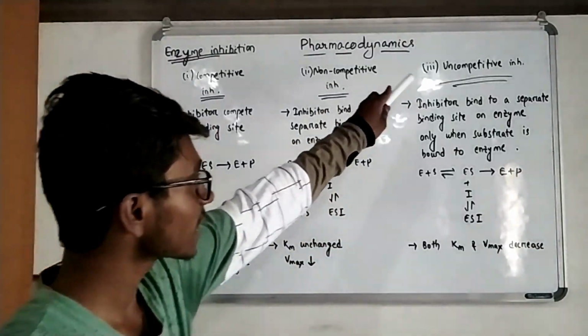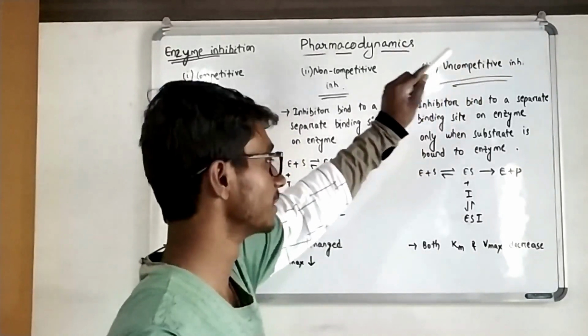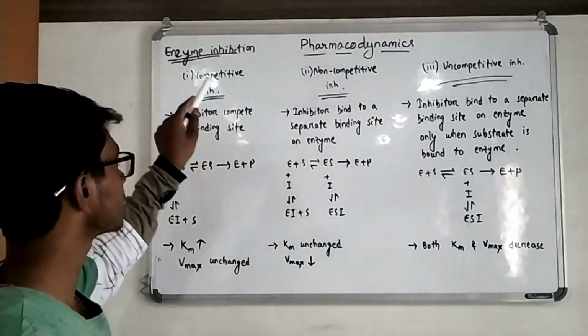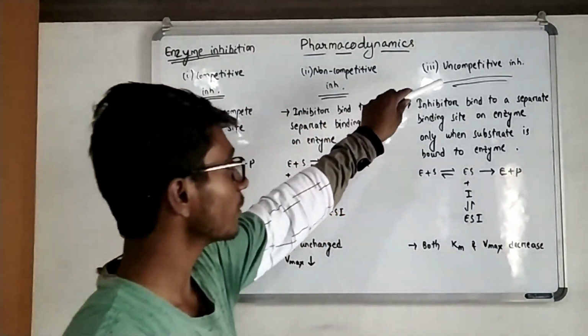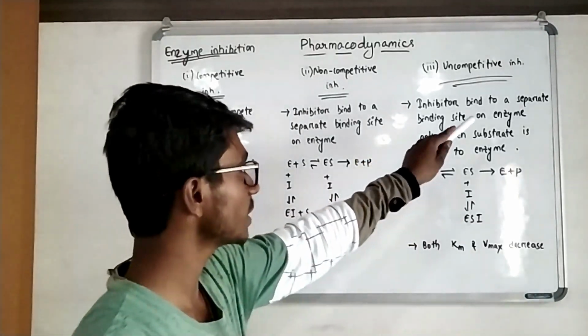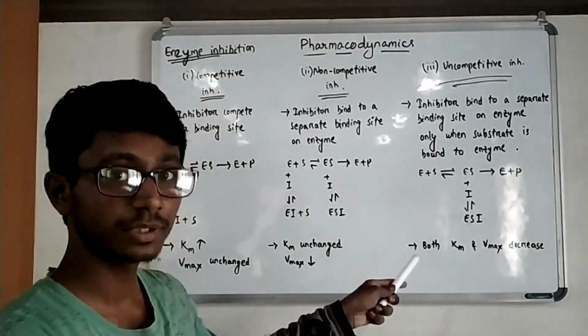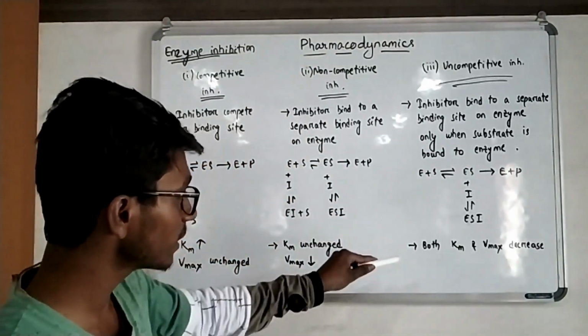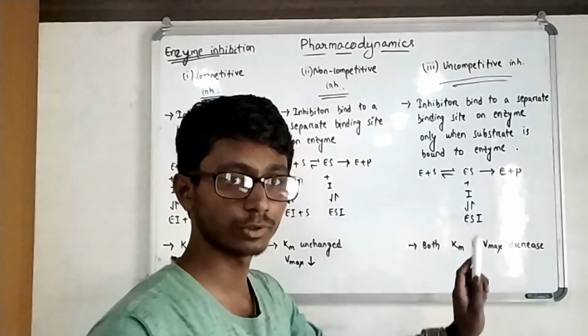So the last type of inhibition is uncompetitive inhibition. So this is the whole pictorial representation of our three types of inhibition. So in uncompetitive inhibition, what will happen? The inhibitor will bind to a separate binding site. Inhibitor will bind only to the enzyme substrate complex. So that's why here both Km and Vmax will decrease.